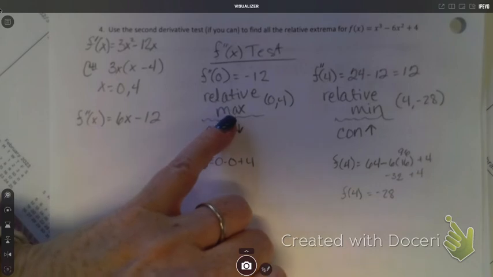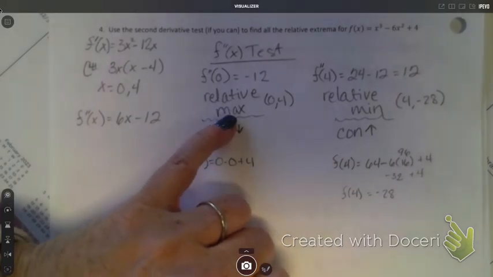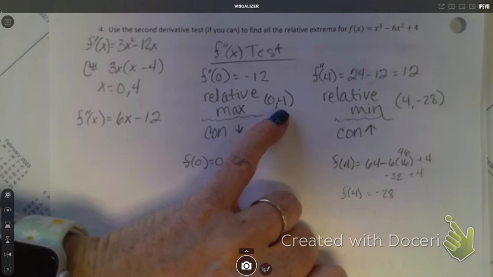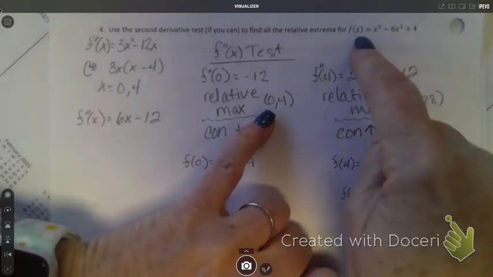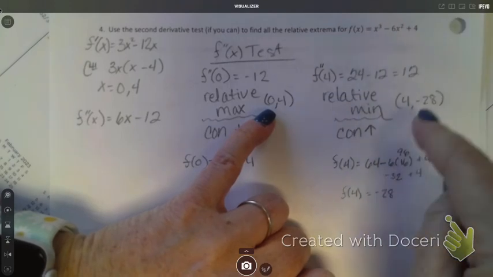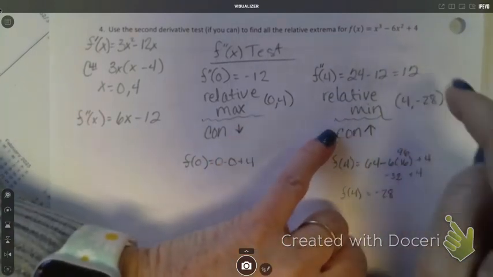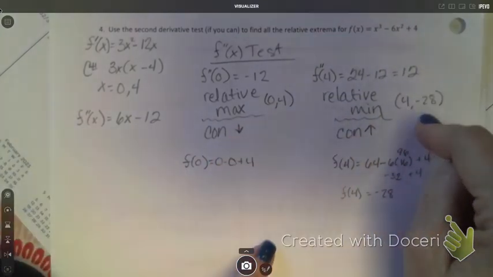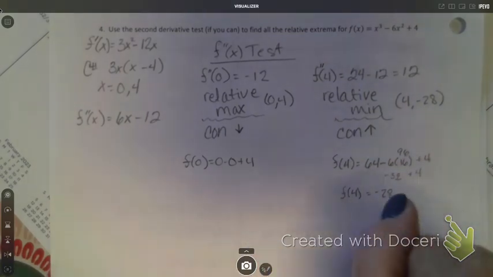So we have a relative max at 0, 4. How did I get a 4? I plugged the 0 into the original. And a relative minimum, because it's positive, at 4, negative 28. I plugged it into the original. Okay.